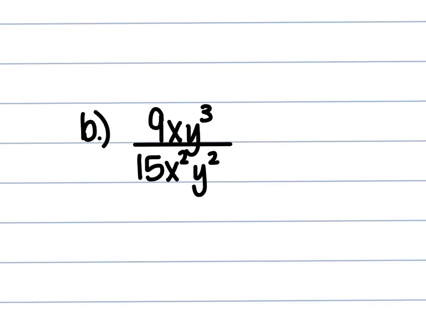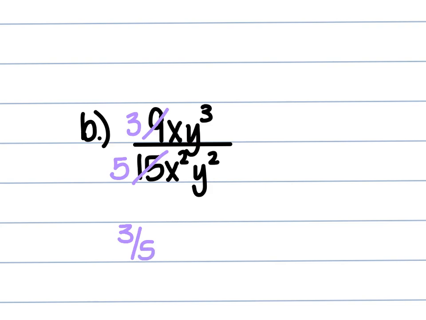If we look at b, we have 9xy cubed all over 15x squared y squared. So again, we're going to look for the factor that goes into both 9 and 15. They both are divisible by 3, so we'll divide them by 3. The 9 is going to turn into a 3. The 15 turns into a 5. So you're going to have 3 over 5.